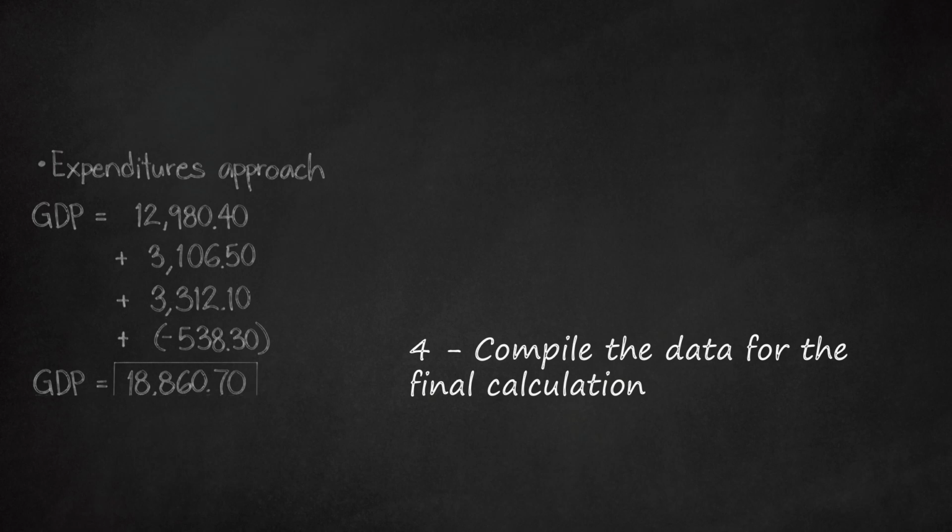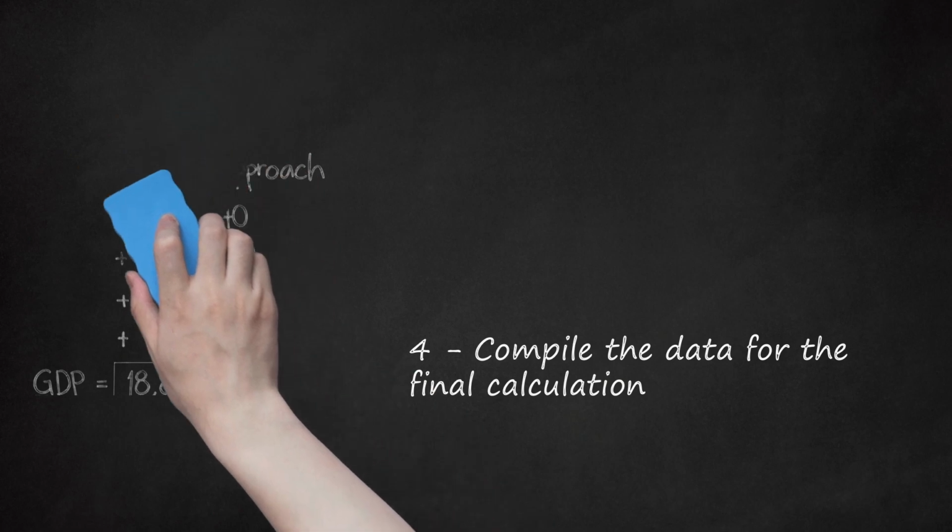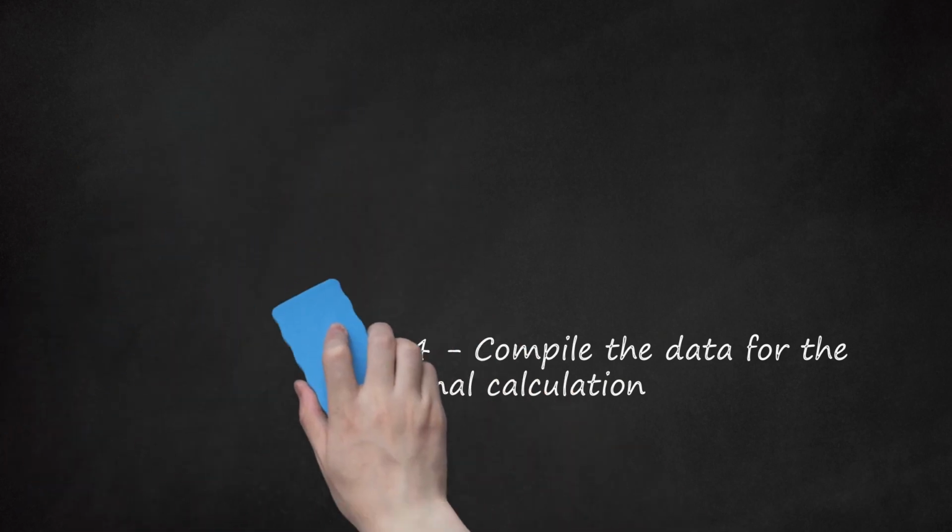For example, the BEA reports the following figures for the 4th quarter GDP of 2016, figures are in billions of dollars. Consumption equals $12,980.40. Investment equals $3,106.50. Government equals $3,312.10. Net exports equals $538.30. GDP equals $18,860.70.